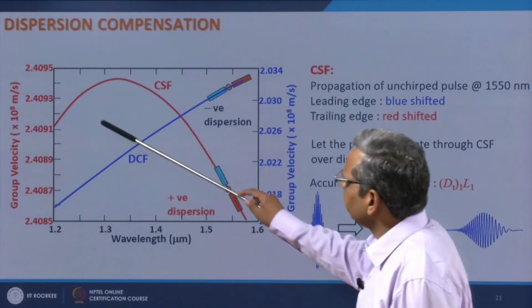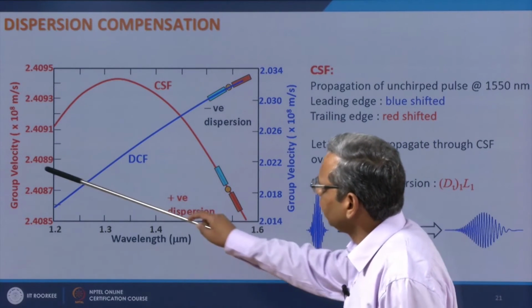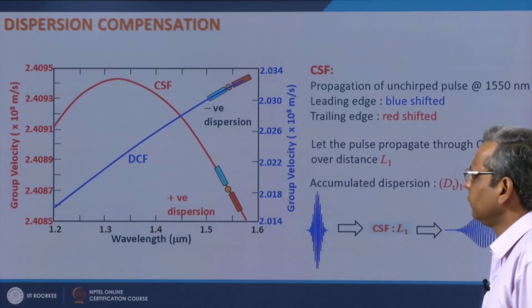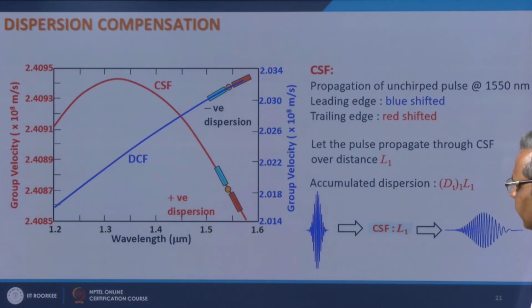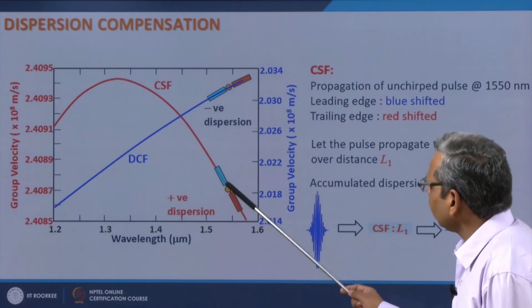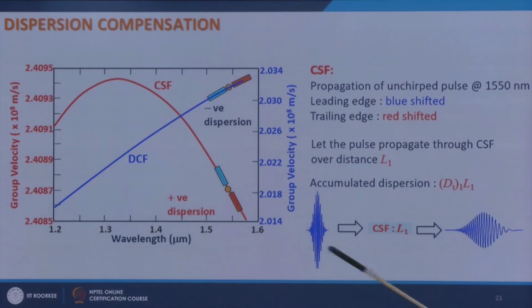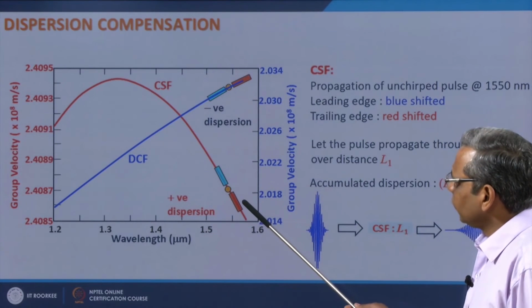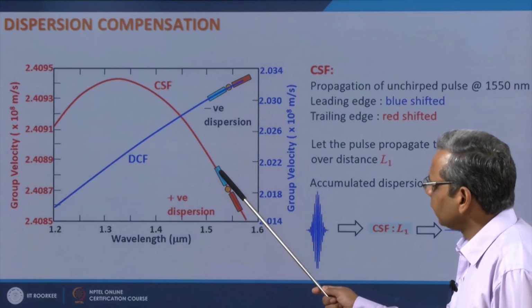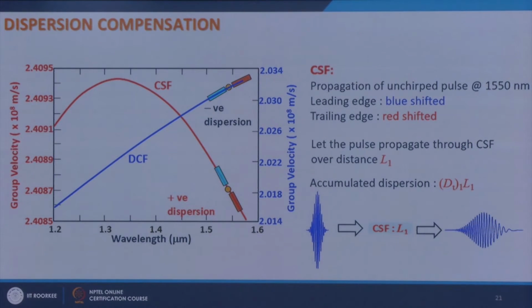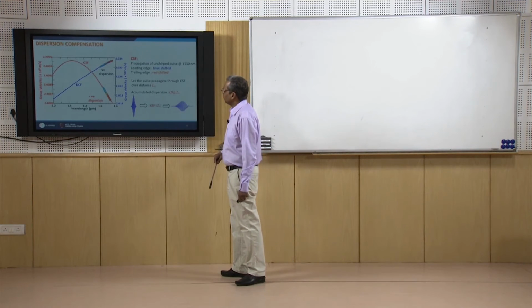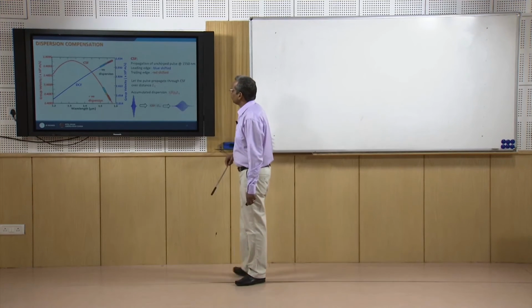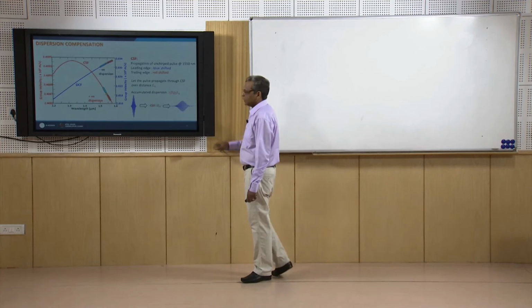So, if you look at a conventional single mode fiber, this is the group velocity dispersion of a conventional single mode fiber. You work somewhere here at 1550 nanometer wavelength. So, here your longer wavelength components travel slower while the shorter wavelength components travel faster. As a consequence, an unchirped pulse at 1550 nanometer, if you send it through this fiber, then its leading edge gets blue shifted while the trailing edge is red shifted.